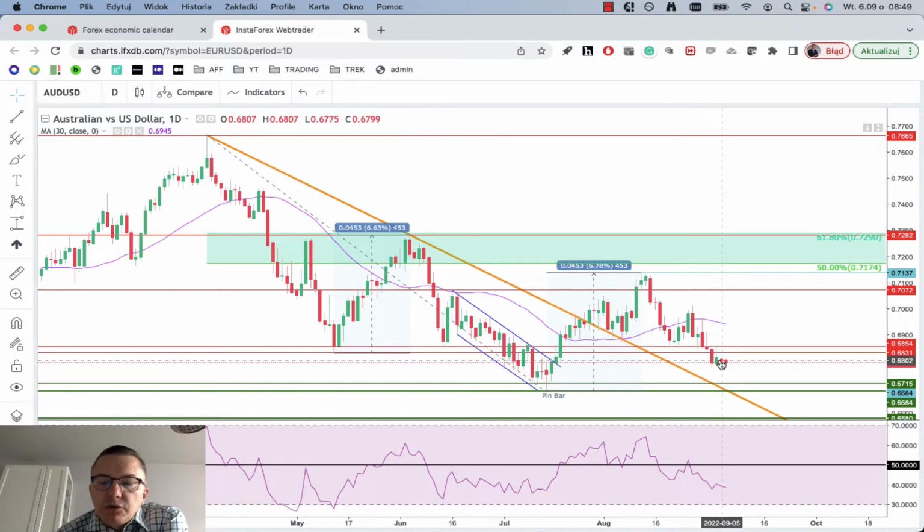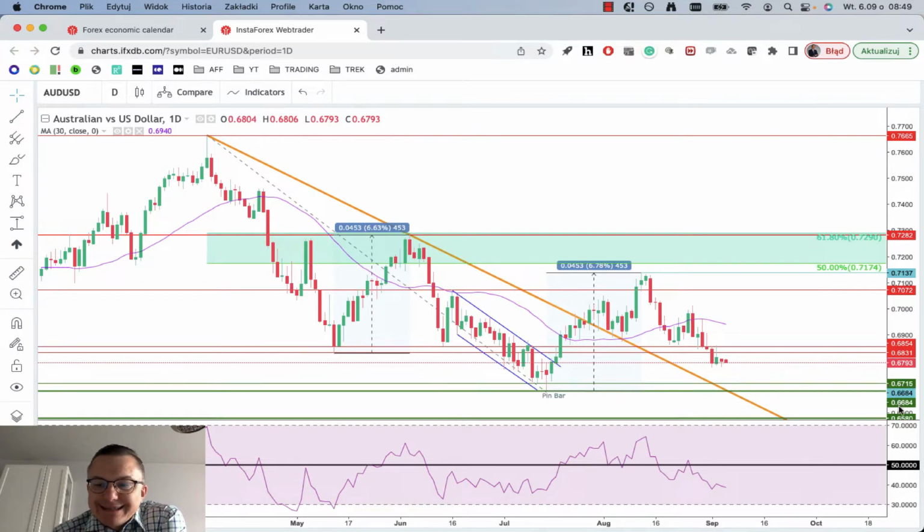There is almost no reaction to the RBA interest rate decision, because the market anticipated this kind of hike. There was no surprise. The RBA hiked exactly as everyone expected, so the reaction is very limited. However, we can see that the momentum is negative, way below the level of 50. So it looks like the down move will continue towards the technical support.